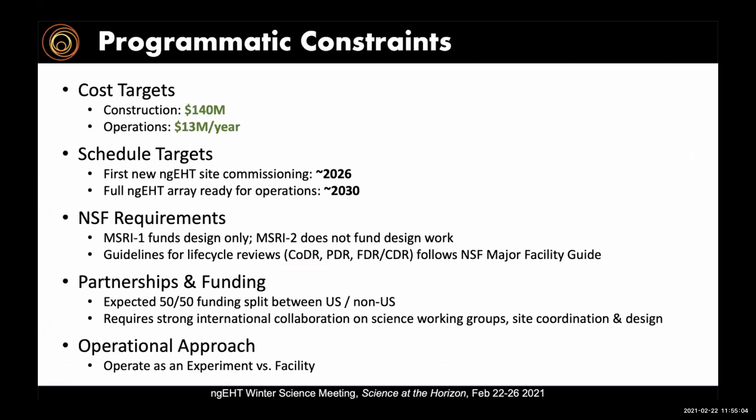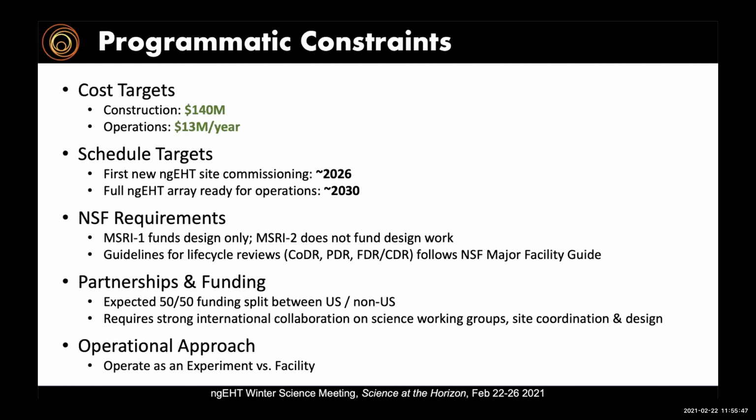We have a number of cost modeling efforts that are currently underway. We want to get better at our cost estimating over the course of the next few years, which we will as we start to get progressively farther into the architecture decisions. We're looking at adding new sites starting around the 2026 timeframe with a full array in 2030. This is following an NSF process through the major facility guide, but it also does and will include a number of other funding sources. We're looking at roughly a 50-50 split between U.S. and non-U.S. sources, and again, it's going to take a big international effort.